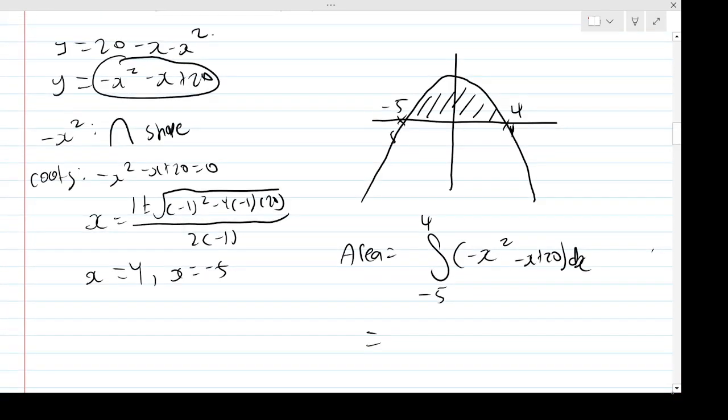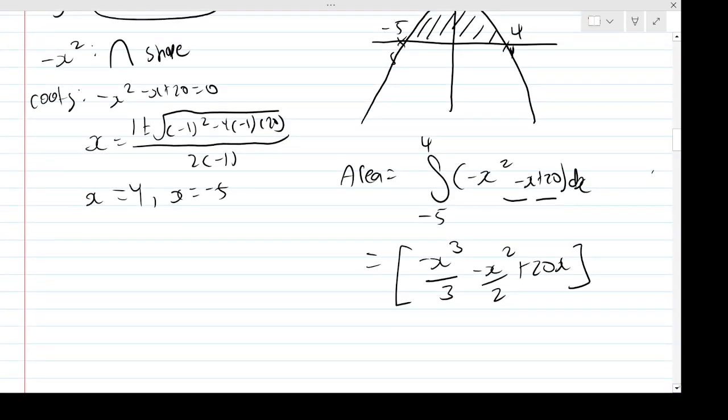Okay, minus x squared. Well, if we add 1 to the power, we get minus x cubed, then it'd be divided by 3. Then minus x, well, that would go to minus x squared, then divide by 2. And then 20, well, that'll just go to 20x, right? When we integrate every term, so that's integrated, and that would be between 4 and minus 5. Okay, we can simplify the fraction a little bit, make it look a bit nicer, to be minus a third x cubed minus a half x squared, add 20x between 4 and minus 5.